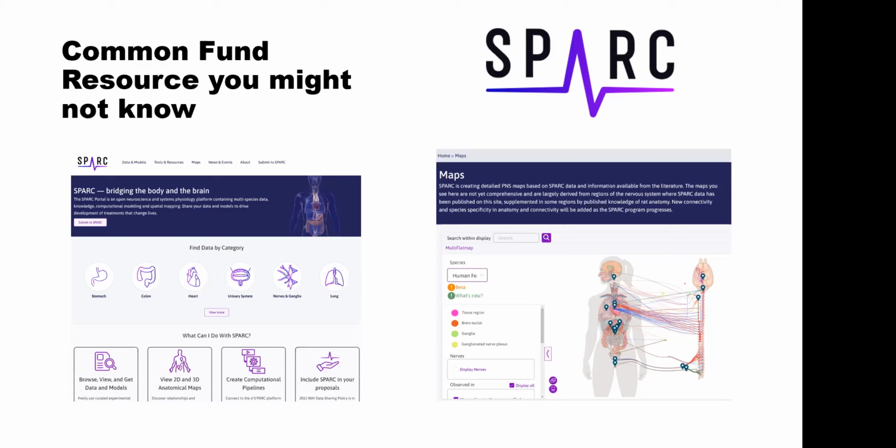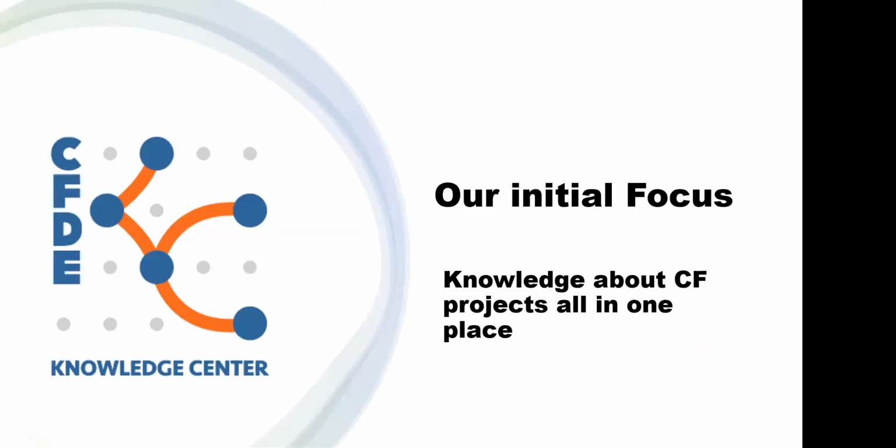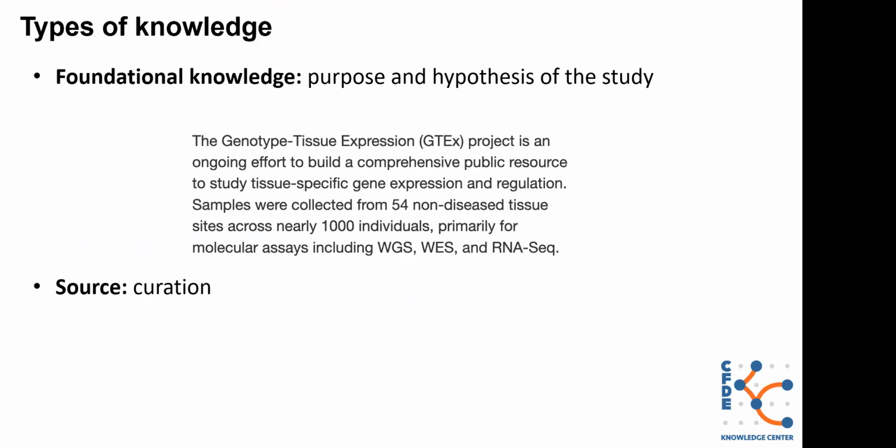But our job is to figure out how this is relevant to a broader user base. So our initial focus will be to put the knowledge of all the Common Fund resources into one place. Basically, one-stop shopping, as I like to refer to our knowledge portal for human genetics. So how are we going to do that? Well, we're going to do that by defining knowledge in a very specific way.